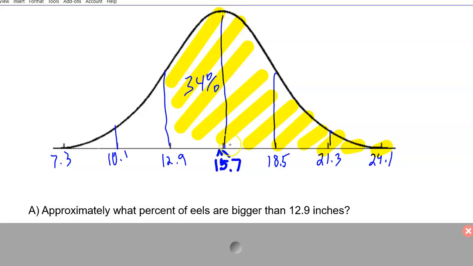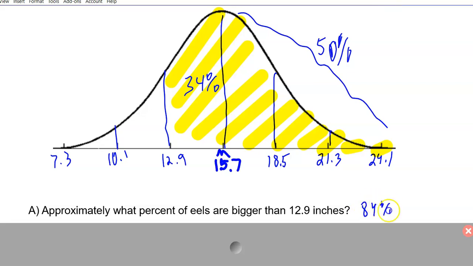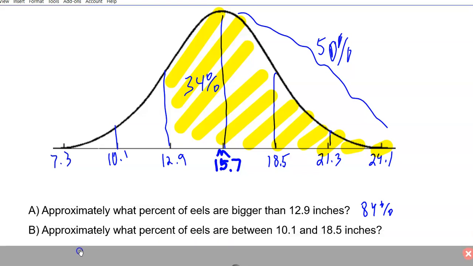And really, I think of the mean as being the halfway point. Everything to the right of 15.7, that's half the data to the right and half the data to the left. So all of this, so to speak, is 50%. So 34 plus 50, that's 84% of the data. So that's how I would do that problem. Rather than add up each piece, and by the way, don't forget there's a little piece over there of like 0.15%, which would be easy to forget. That's why I think it's easier to just think of it as 50% rather than add up each piece.